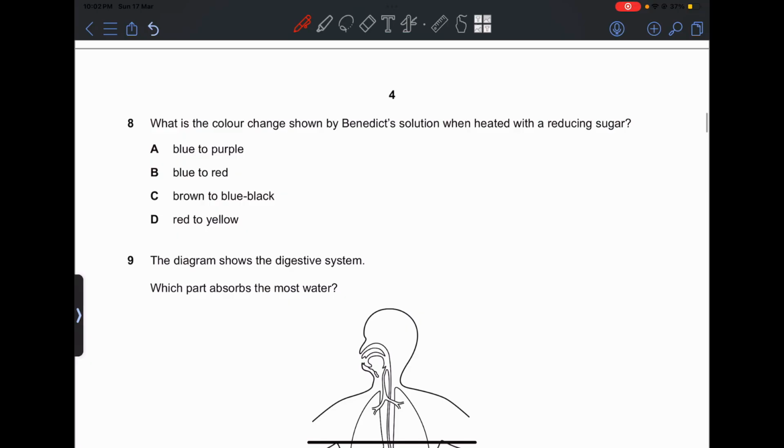Number 8. What is the color change shown by Benedict's solution when heated with a reducing sugar? This is actually from blue to red. Red indicates that there is a high amount of reducing sugar, and blue is the starting color of the Benedict's solution.